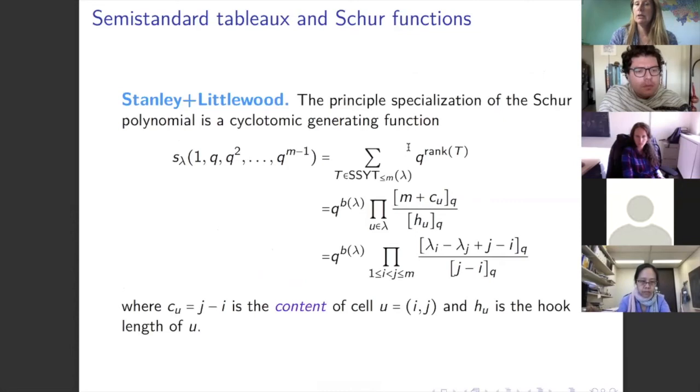And Stanley proved the first formula, which is another cyclotomic generating function, a rational product like that, and Littlewood proved the second formula. These are both very, very nice. Once again, very efficient formulas. This makes it so easy to look at data, right?